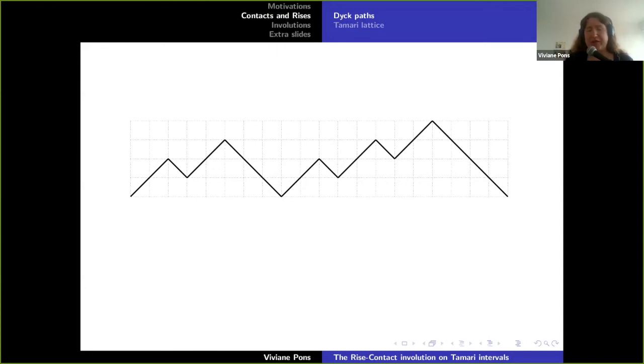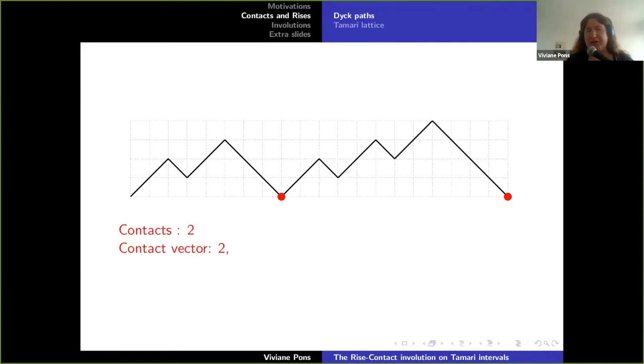I'm going to define some statistics. The first statistic is the number of contacts. You look at the Dyck path and you look at the number of times it goes back to the 0 line after the start. So on this Dyck path, the number of contacts is 2. And I'm going to define something a bit more general.